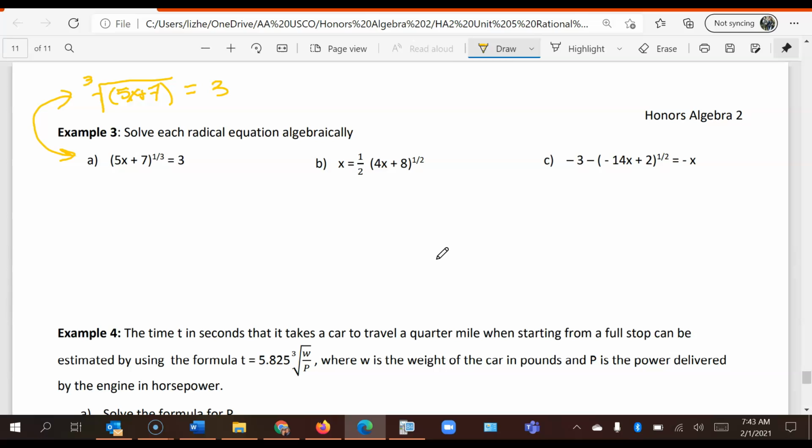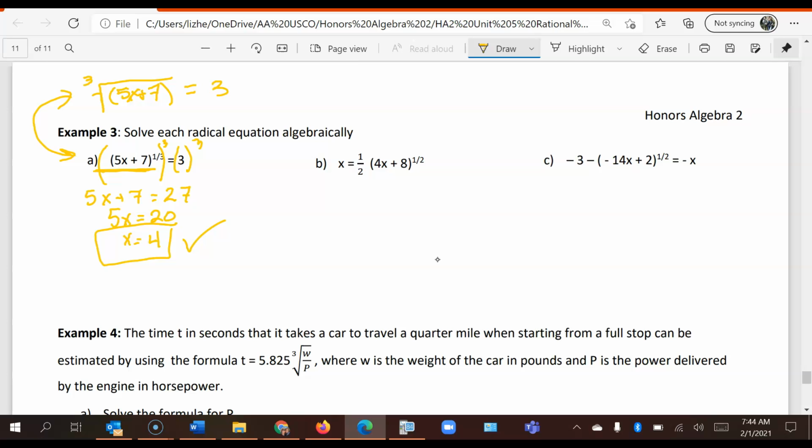So what you're going to do here is make sure it's isolated, which it is. This radical is isolated. So now I'm going to raise everything to the reciprocal exponent. That means I raise it to 3 over 1, which is just 3. So on the left they cancel, and I have 5x plus 7 equals 3 cubed, which is 27. So 5x equals 20, and x is 4. Again, check for extraneous solution. So 5 times 4 is 20, plus 7 is 27. The cubed root of 27 is 3. It works.